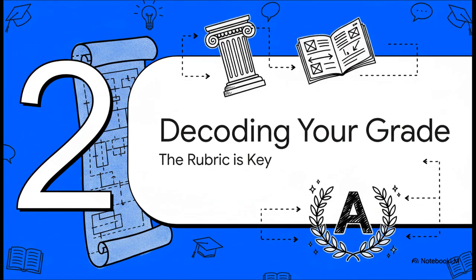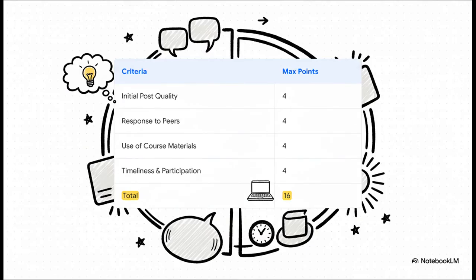And that right there brings us to the most important tool you have in your arsenal. You need to think of your rubric less like a report card and more like a blueprint. It is the literal instruction manual for getting an A. So take a look at how a typical rubric actually breaks down the points. See something interesting here? Your big initial post is only one piece of the puzzle. It's worth the exact same as your replies to other students, your use of course materials, and even when you post. Every single part is equally important.